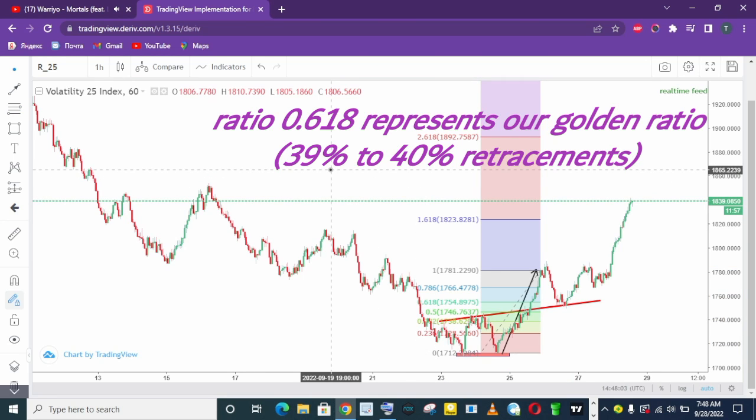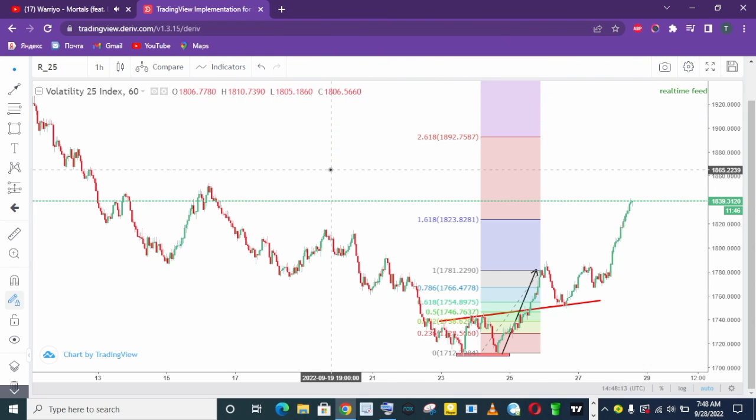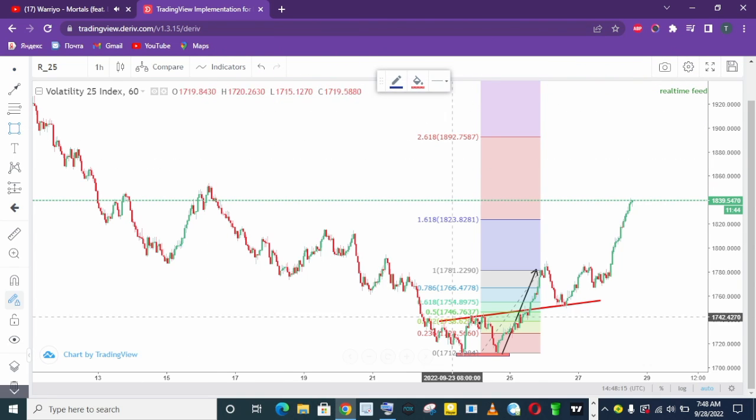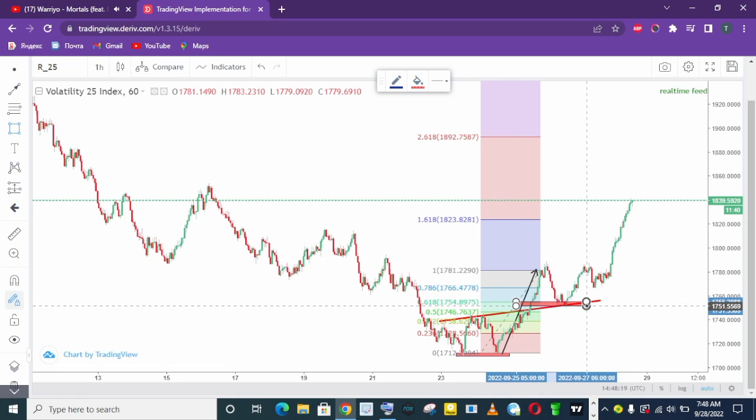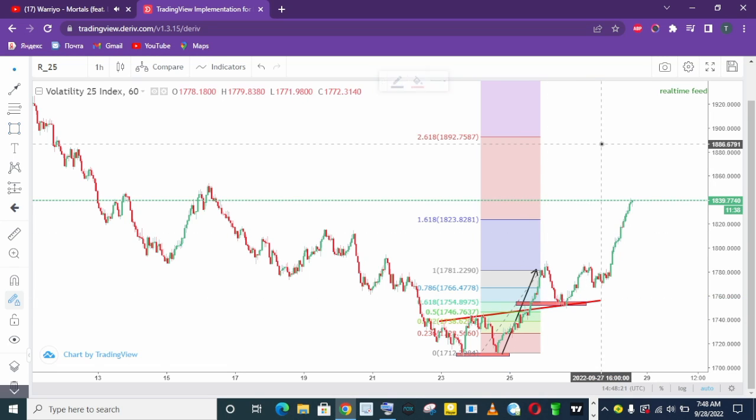The next thing, always when you are dealing with Fib retracement ratios, we have to search for the golden ratio. And what is the golden ratio? The golden ratio is level 0.618, and this was our golden ratio here. Let me just draw a rectangle corresponding to that golden ratio here. As you can see, this was our golden ratio.